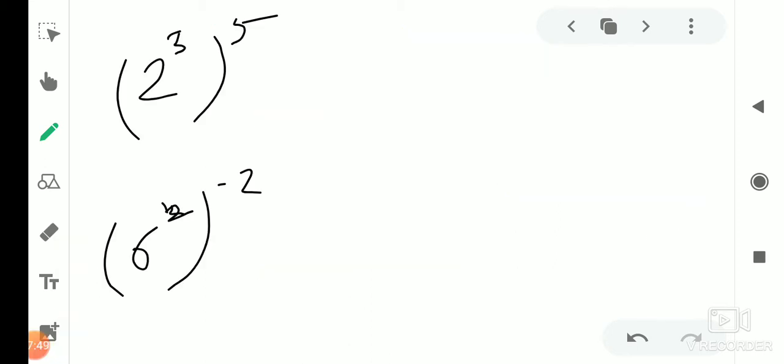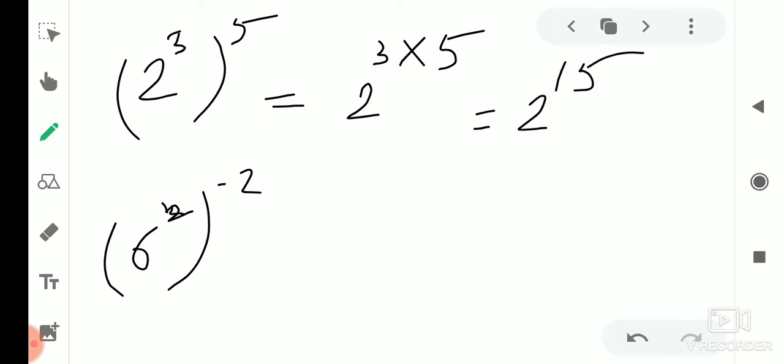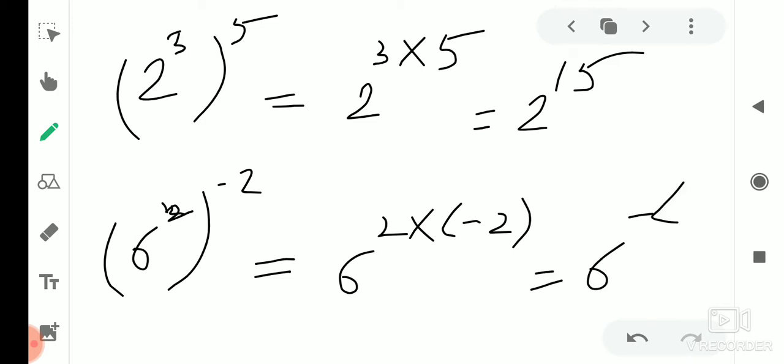Here 2 raised to the power 3 raised to the power 5 will give 2 raised to the power 3 into 5, that is equal to 2 raised to the power 15. One more example, 6 raised to the power 2 raised to the power minus 2. It will give 6 raised to the power 2 into minus 2, that will equal 6 raised to the power minus 4. Clear?